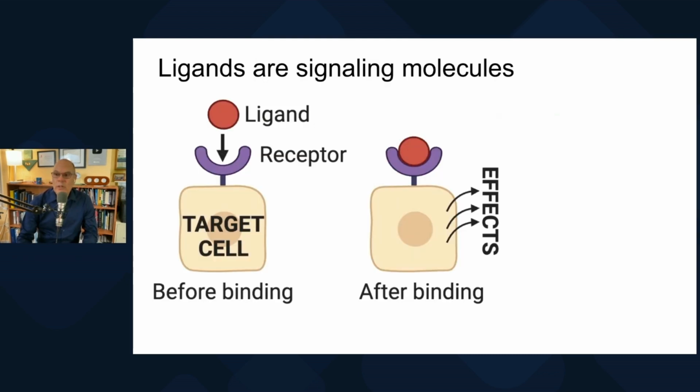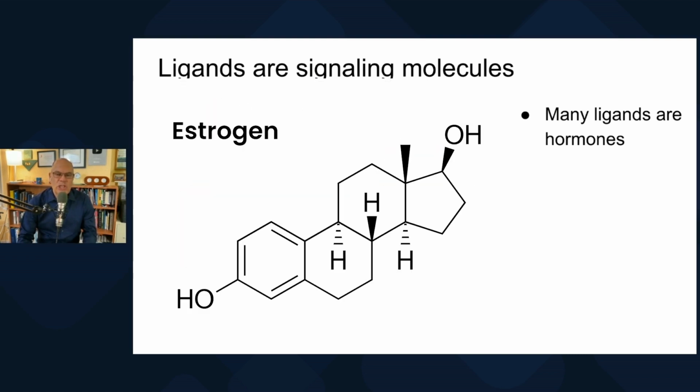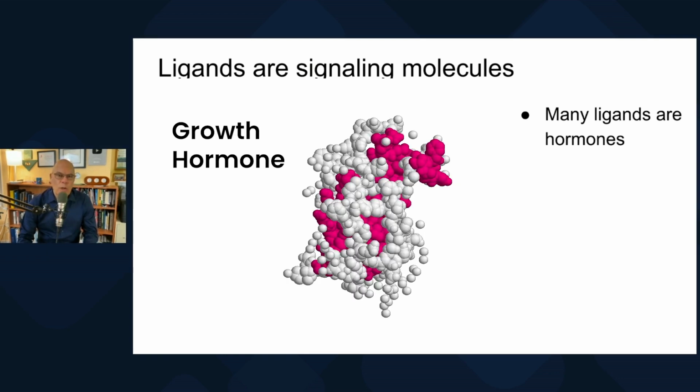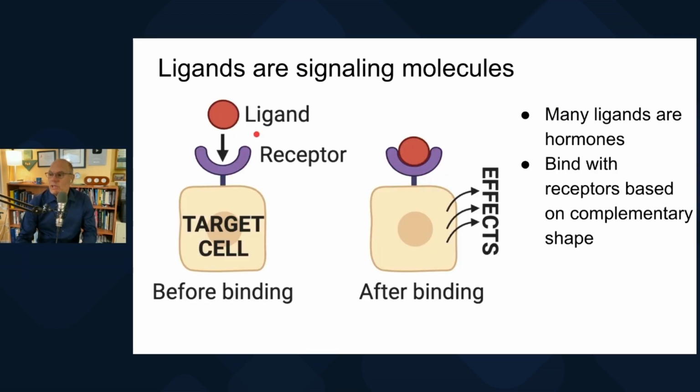Ligands are signaling molecules. What they do is bind with receptors in a target cell and have some kind of effect. Many ligands are hormones, things like estrogen, testosterone, adrenaline, growth hormone. What ligands do is they bind with receptors based on complementary shape. The binding leads to some kind of cellular response, some kind of effect.